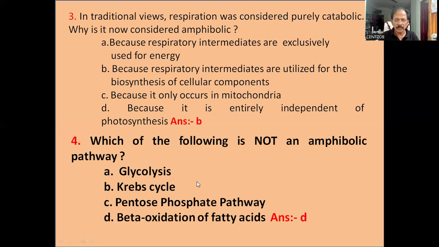Which of the following is not an amphibolic pathway? A. Glycolysis, B. Krebs cycle, C. Pentose phosphate pathway, D. Beta oxidation of fatty acid. Answer is D. Beta oxidation of fatty acid.